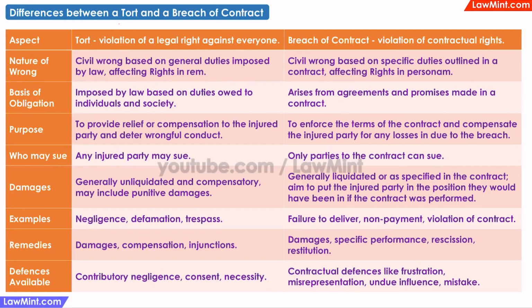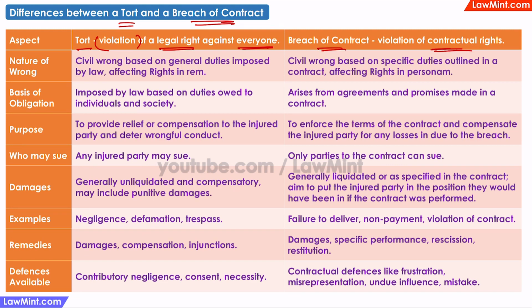What is the difference between a tort and a breach of contract? A tort is when a person's legal right against everyone has been violated. For example, the right of a pedestrian to walk safely on a public footpath is a right against all other users of that road. Whereas in a breach of contract, the contractual rights of one party are violated by the other parties to the contract. So the rights are against specific persons.